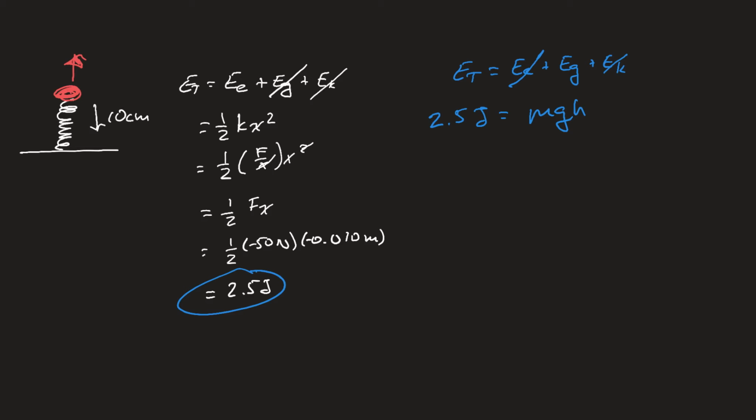We can rearrange this to solve for the height. So the height is going to be equal to 2.5 joules divided by the mass. 20 grams is the same as 0.020 kilograms, and gravity is 9.8 newtons per kilogram. Now remember that this height is going to be the height above the ground. We need to keep in mind that we have a 10 centimeter spring. So whatever answer we get here, we're actually going to subtract 0.01 meters from my final answer, and this is going to leave me with 12.7 meters.